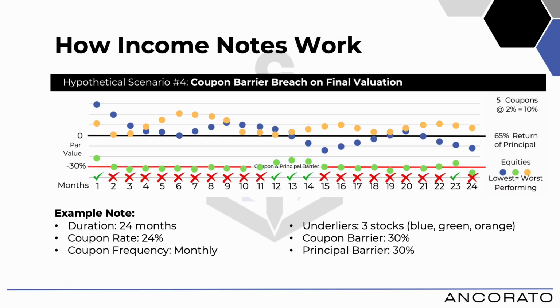Let's look at this hypothetical income note. The note has a 24-month duration, a coupon rate of 24% per year, paying 2% per month. The blue, green, and orange dots represent the underliers. The note has a coupon barrier level of 30% and a principal barrier level of 30%, represented by the red line on the graph. However, notice on the graph that there are multiple times when the underlier is at or below the red line during the duration of the note and also on the maturity date of the note.